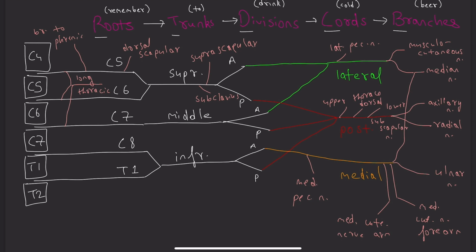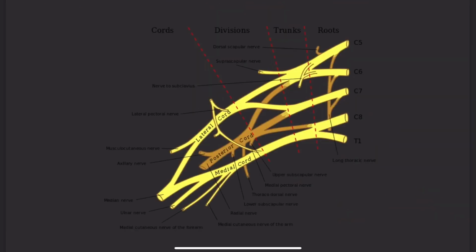But before that, I also want you to know that these roots C5, C6, C7, C8 and T1 also arise from the other side of the vertebral column, and we have the same brachial plexus in both the arms, but just mirrored. So let's have a look at this image of the brachial plexus. We have the roots C5, C6, C7, C8 and T1.